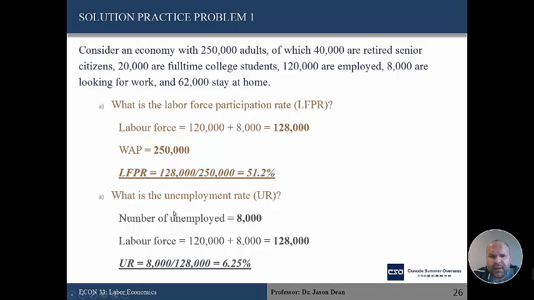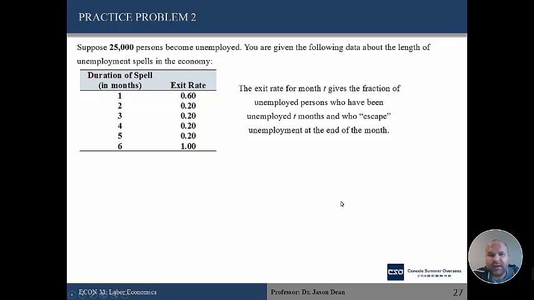Well, we know the number of people who are unemployed here is 8,000. Okay, and that's because we're told it's 8,000 are looking for work. And so the labor force is also 128,000. So we know the two numbers we need to calculate the unemployment rate. So we take the 8,000 divided by the 128,000 and we get 6.25%.